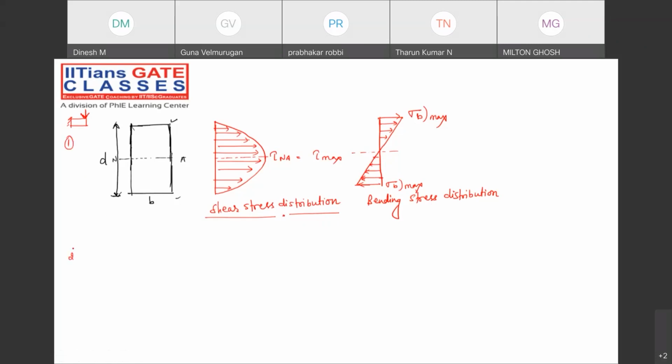Note down note number 2. Note number 2 is very important. Whatever formula we have seen, tau maximum is 3 by 2 times of tau average. Note down, this formula is valid for square cross section. This formula is also valid for triangular and rectangular, of course. Note down, very important.